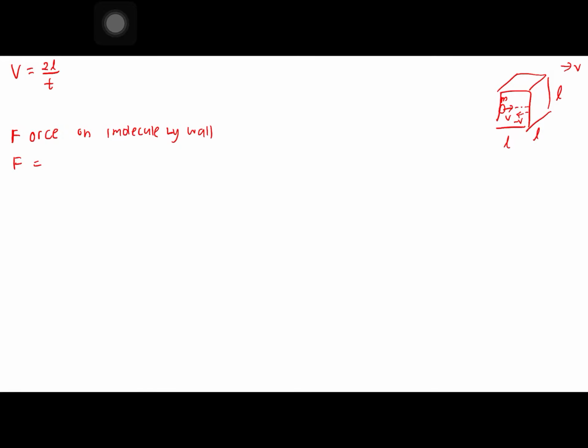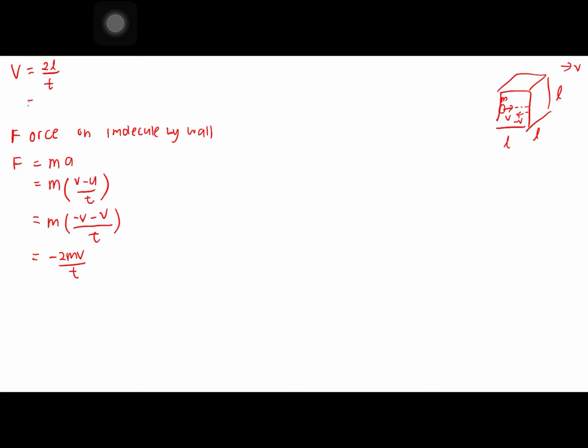In order to find that force, I'll use F equals ma. The mass of the molecule would be m. What's the acceleration of the particle? It's v minus u over t. What is its final velocity? The final velocity is minus v. What's the initial velocity? Positive v, over the time taken. So you end up getting minus 2mv over t. So this is the force on one molecule by the wall.